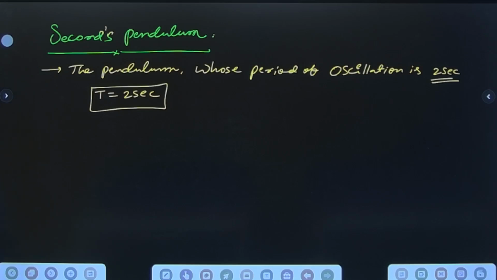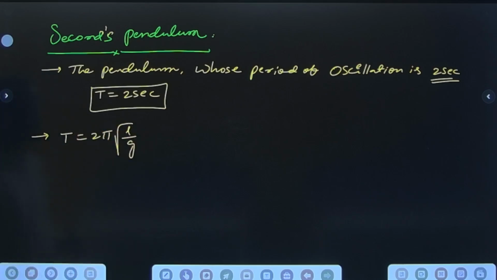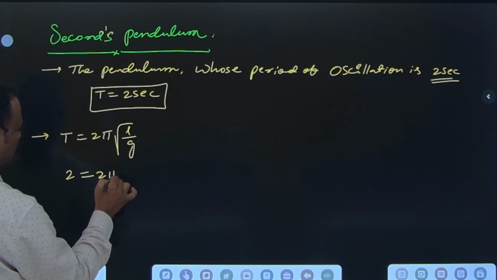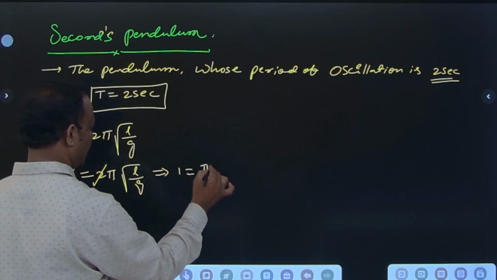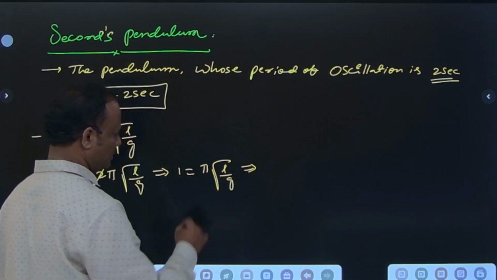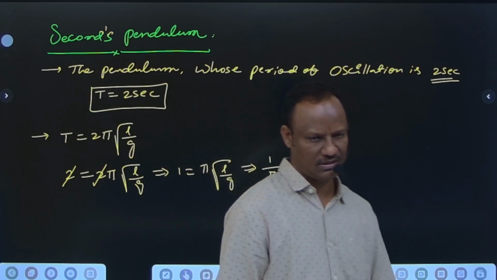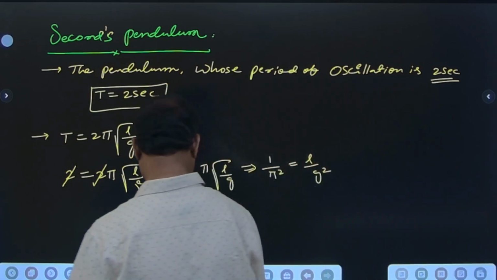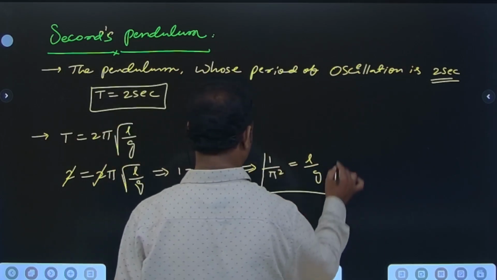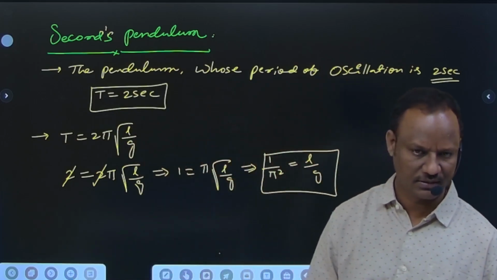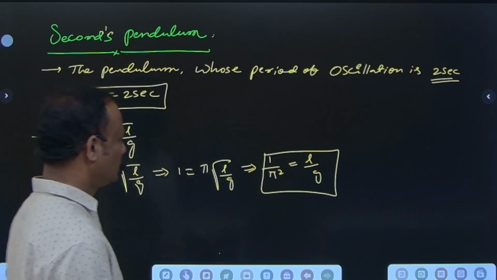So what is T now? T is equal to 2 pi under root of L by G. So 2 is equal to 2 pi under root of L by G. 2 and 2 cancel, so 1 is equal to pi under root of L by G. Squaring on both sides, 1 by pi square is equal to L by G. What is the value of pi? 3.14. So pi square is 3.14 into 3.14, nearly 10, and G is nearly 10.